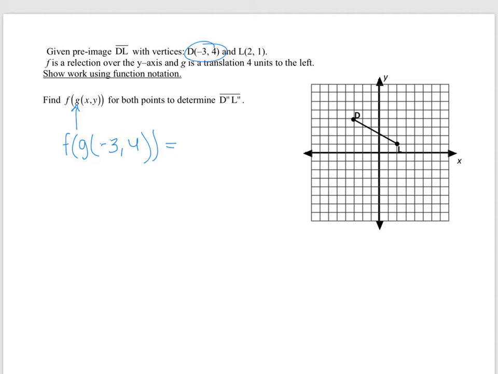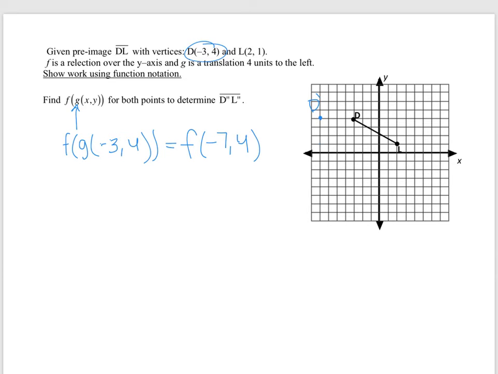So I'm going to apply that transformation first, and G, the first transformation, is a translation 4 units to the left. So yesterday we talked about translating something to the left impacts the x value. So that's going to be -7, and my y will stay a 4. So then what I like to do is graph that. 1, 2, 3, 4, 5, 6, 7. 1, 2, 3, 4. And we'll just label that D prime.